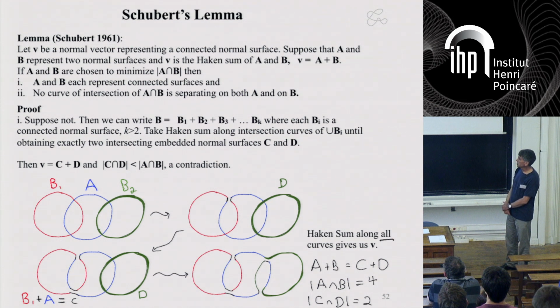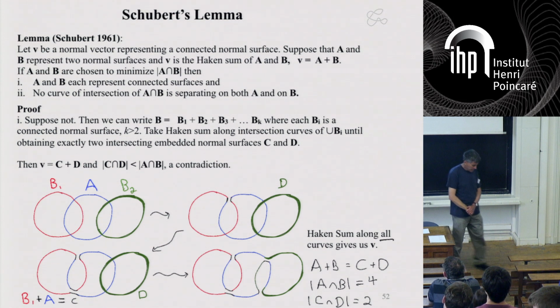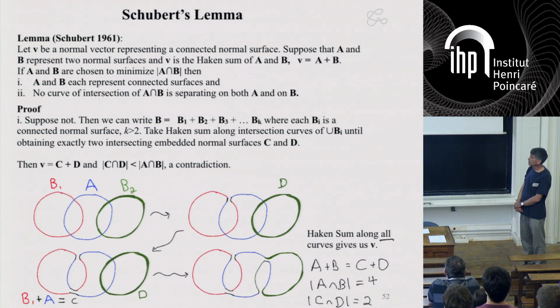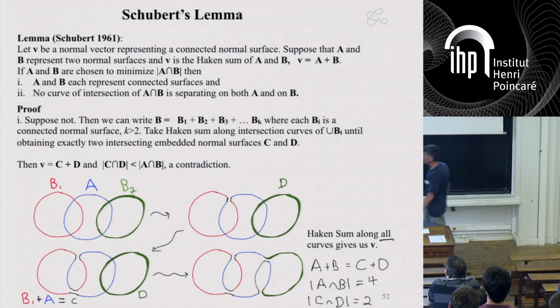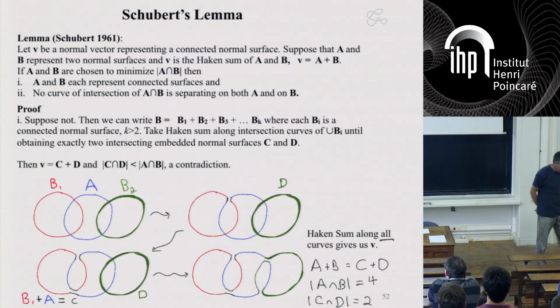So Schubert says, well, if B is not connected, take one of the pieces of B, the red one, say here, and add that to A, and call that C. Then B will have more curves of intersection with A than C does, because when we added that piece to A, we got rid of some of those intersection curves. And so we can rewrite this vector V, the surface V, as C plus D, which have fewer curves of intersection.